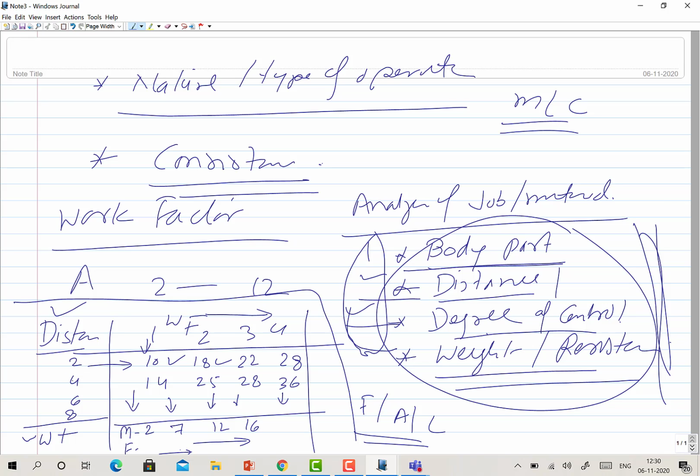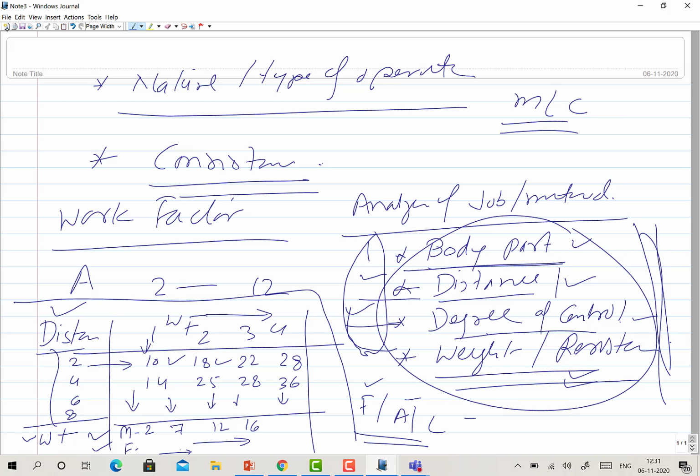giving the time values for different distances to be traveled, with the different weights, okay, by male or female, by the different body parts. So each table corresponds to one body part which is involved in motion. So any simple activity is analyzed considering these: body part involved, distance traveled, degree of control needed, and the weight or resistance involved. So this is the method. This is the work factor method.